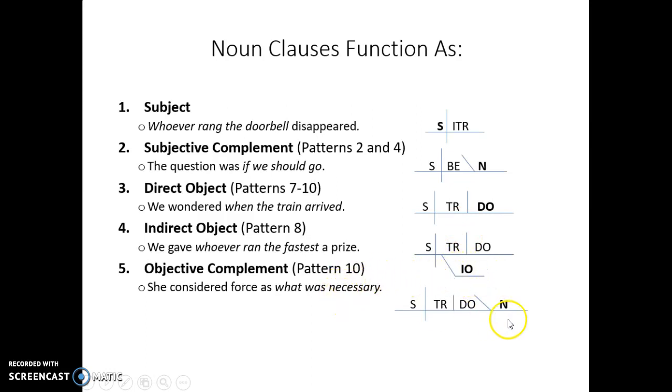We can have an objective complement, which is very similar to the subjective complement. This is only pattern 10. In this case, instead of modifying the subject or giving us more information about the subject, the noun or noun clause is clarifying the direct object.